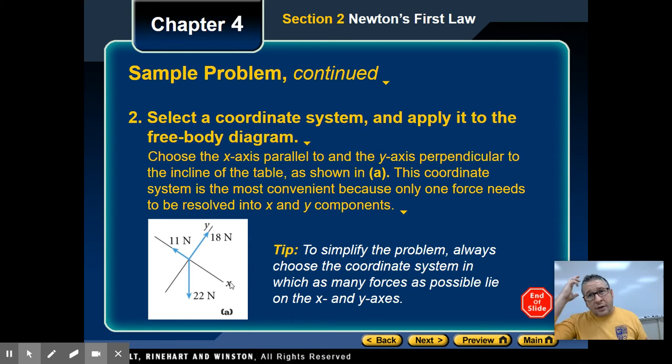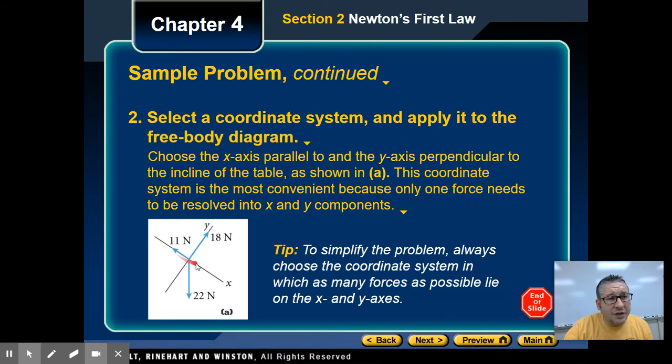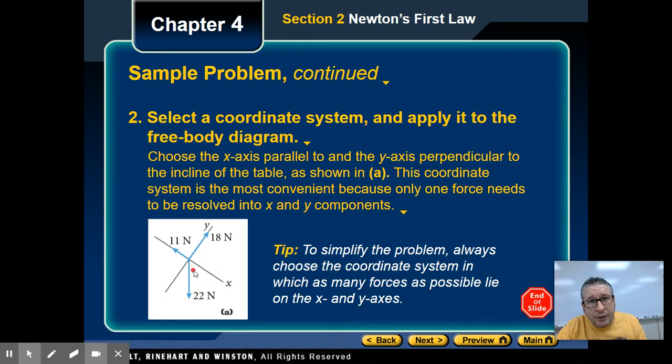We need to choose it so that as many of the vectors as possible lie on our X and Y axes. So right here, if we rotate the X and Y axes to line up with as many of those vectors as we can, we have the force of friction on the X and the force of the table on the book on the Y. That's 2 of the 3 vectors that we were given. So that's a good setup here. Now we need to figure out what the vertical and horizontal components will be in this situation.